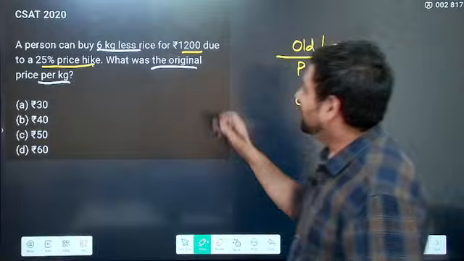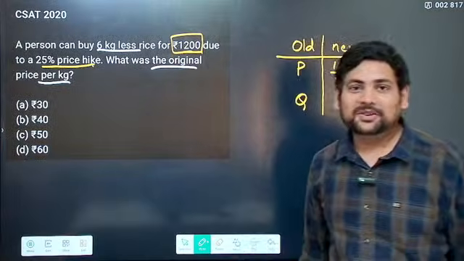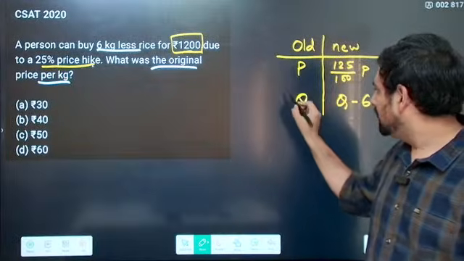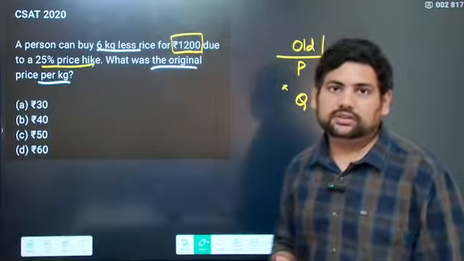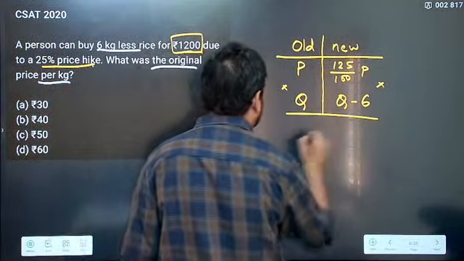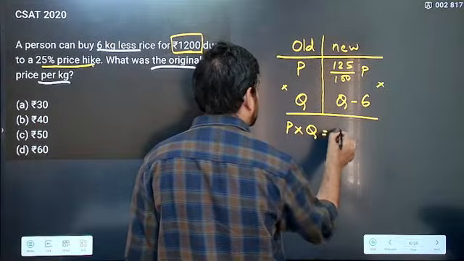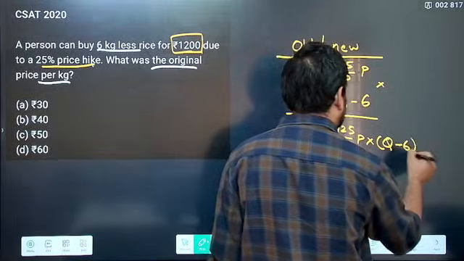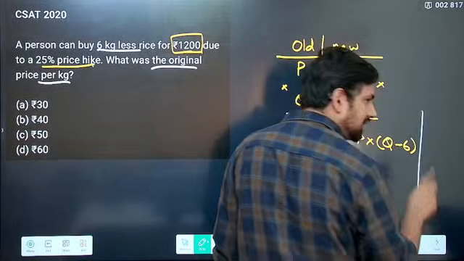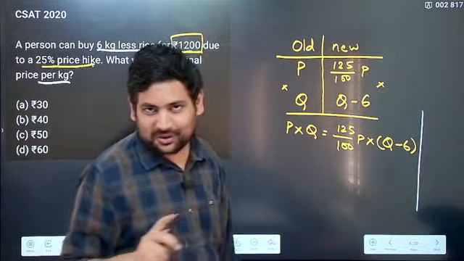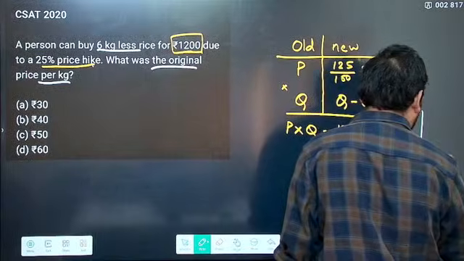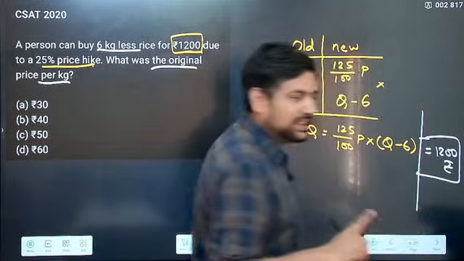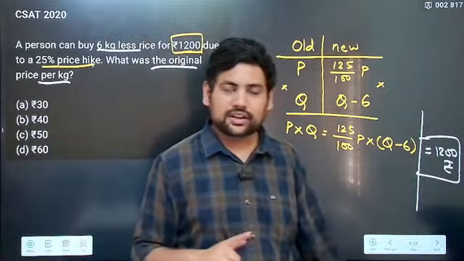Correct? Now the expenditure is constant, which is 1200 rupees. So that remains constant. That means I can multiply both of these and they should be equal. Okay. So what you get here? You get here P into Q is equals to 125 by 100 P into Q minus 6 and we'll first solve this, but please keep it in your mind. P into Q is equals to what? This is equals to the expenditure, which is 1200 rupees. Okay, this we will use later, that this thing is equals to 1200 rupees.